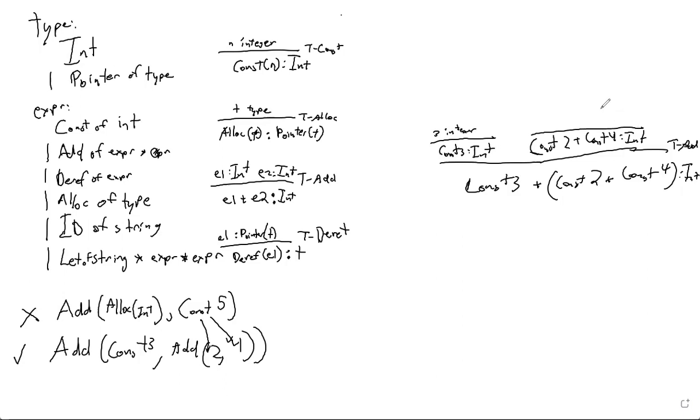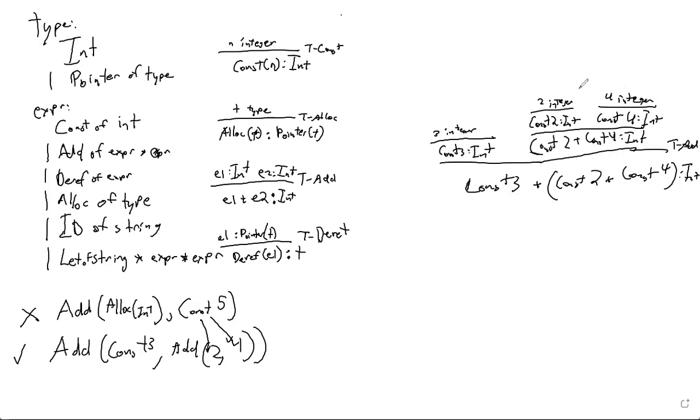So here we can use tadd again, and we get const 2 is of type int, and also const 4 is of type int. And again, hopefully at this point you can finish this off yourself. So we can say const 2 is of type int because 2 is an integer, and const 4 is of type int because 4 is an integer.